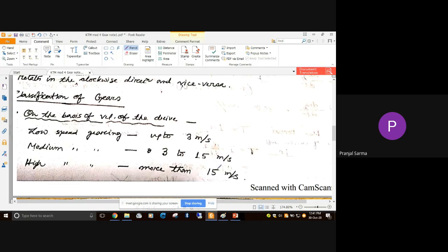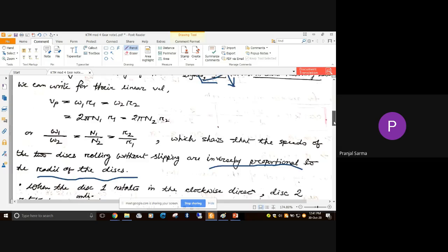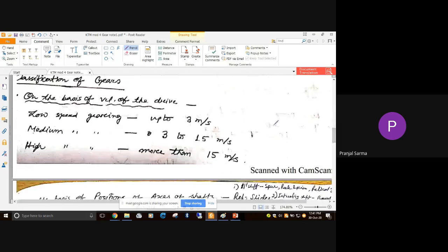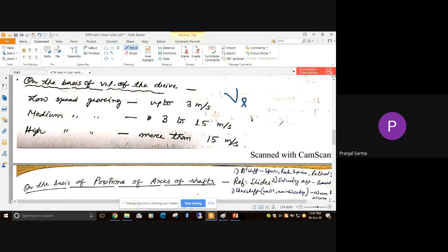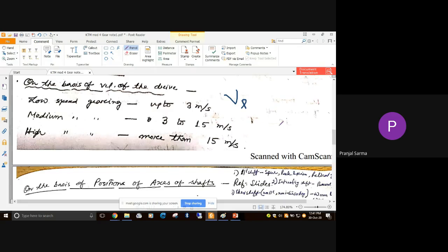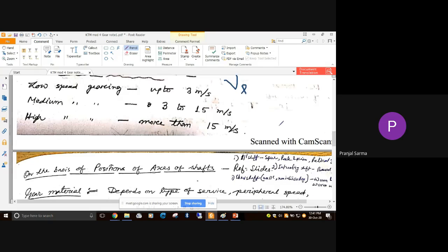Basically, it is the linear velocity we are talking about, the pitch line velocity. With respect to that velocity, right now, if we're talking about low speed gearing, this V_p is up to a limit of 3 meters per second. Medium speed gearing generally ranges from 3 to 15 meters per second. And whenever it increases beyond 15 meters per second, then we term it as high speed gearing.